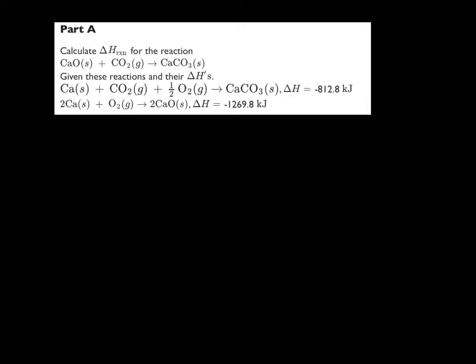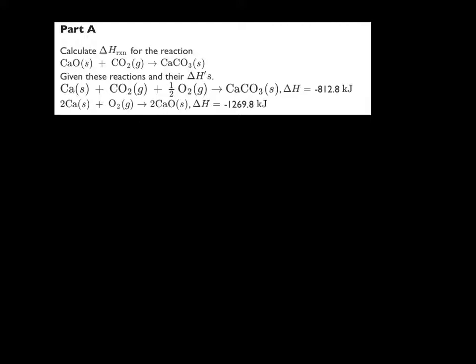However, let's look at the next one. 2Ca solid, we don't know anything yet. O2, we don't know anything about that yet. Then it says the product has a CaO solid in it. But we know that in the final it is a reactant, so this one right here needs to be flipped.